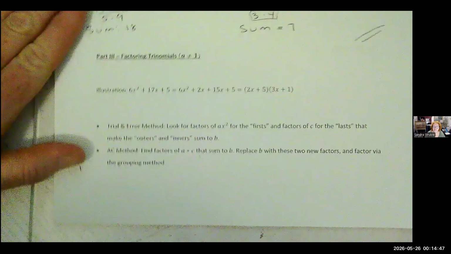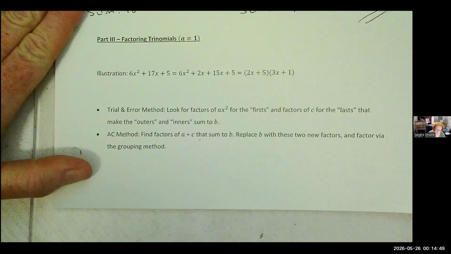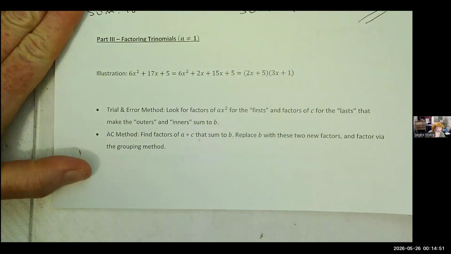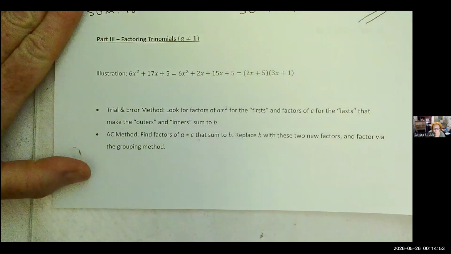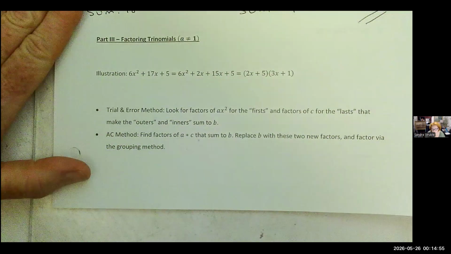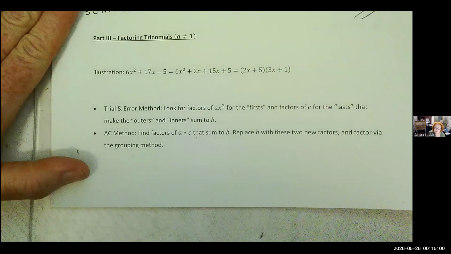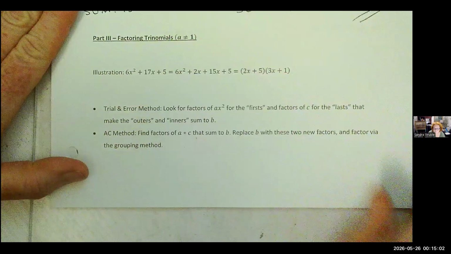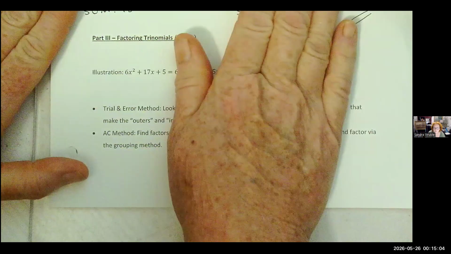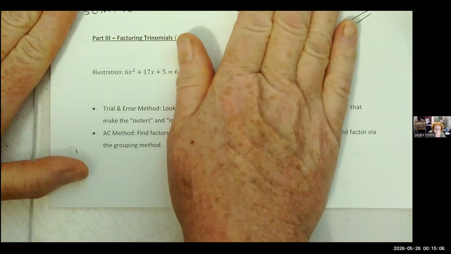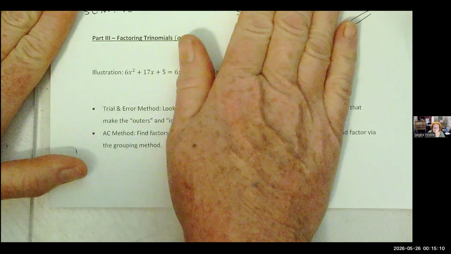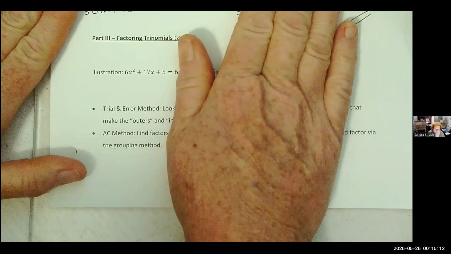Okay, for this last piece, part 3 of factoring trinomials, this is where A is not going to equal 1. And it's not going to be something you can factor out to make it equal to 1 either. So you're just kind of stuck. I'm going to show you two different methods. One is the trial and error method, which is what I've done my entire life. And the other one is the AC method. I'm going to show you both.